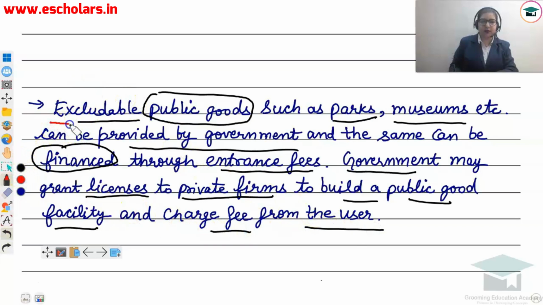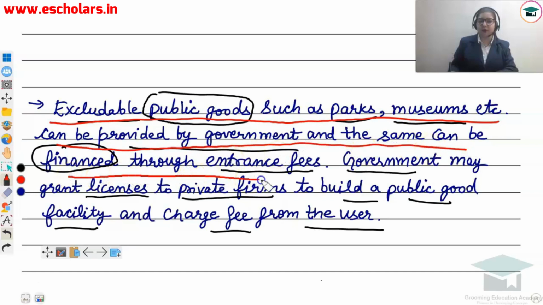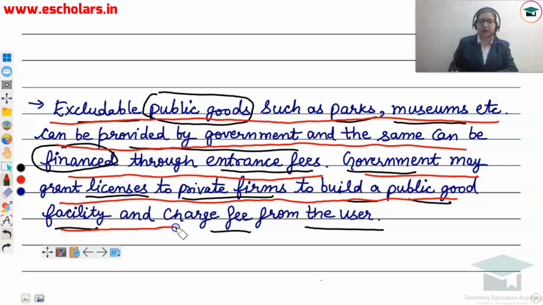So let's recall it. Excludable public goods such as parks, museums, etc. can be provided by the government and the same can be financed through entrance fees. Government may grant licenses to private firms to build a public good facility and charge a fee from the user.